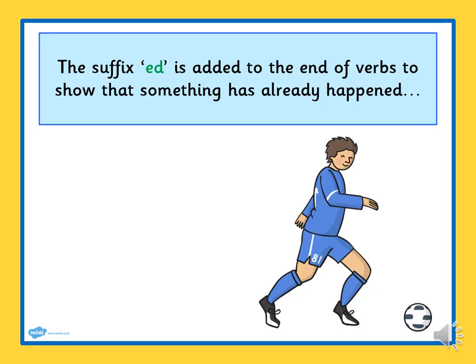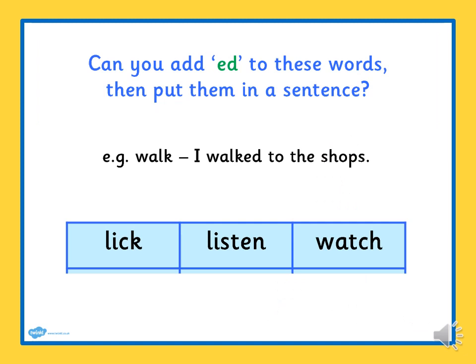So the suffix ed is added to the end of verbs to show that something has already happened. And we use this quite a lot as well on a daily basis. So, can you add ed to the following words and put them in a sentence? Walk. So I walked to the shop. So we add ed to change it to past tense. We add ing for present tense and ed for past tense.